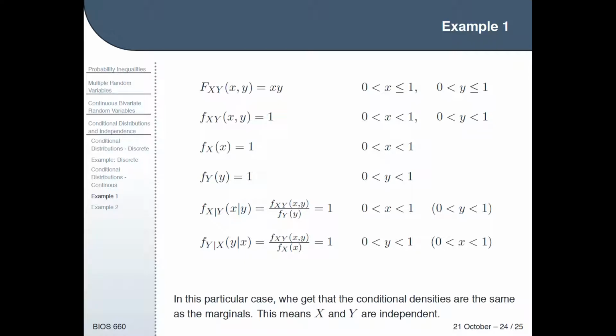And a side note that we'll be discussing more later: when the conditional densities are the same as the marginal densities, that means that x and y are independent. This should agree with our intuition when we were just looking at simple events. If the probability of A given B equals the probability of A, then we would say that A and B are independent. In the more general case of distributions, if the conditional densities are the same as the marginal densities, that means that the two random variables are independent of one another.